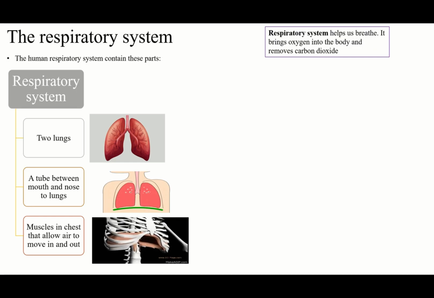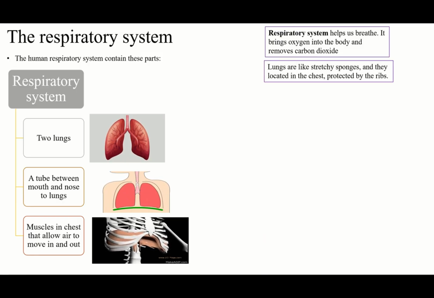As I said, the respiratory system is made of these three parts. It helps us breathe. It brings oxygen into the lungs and into the body, and also removes carbon dioxide. That is the point. Why do we need the respiratory system? Why do we need breathing? For this reason: to take in oxygen and to remove carbon dioxide from our body.